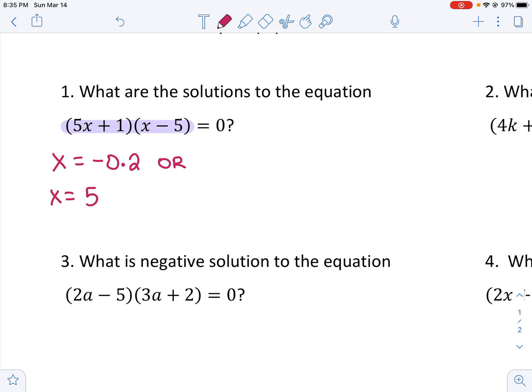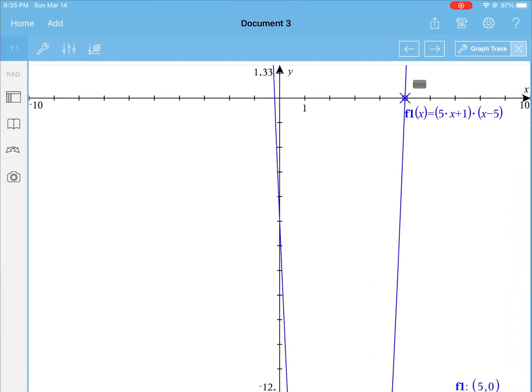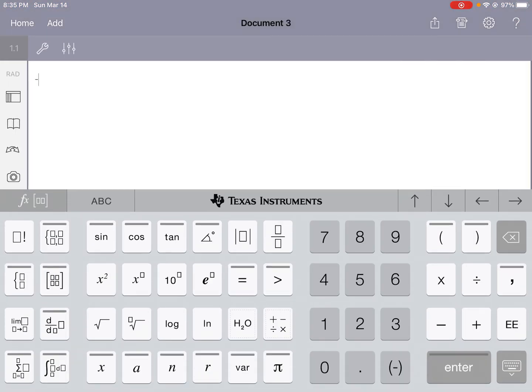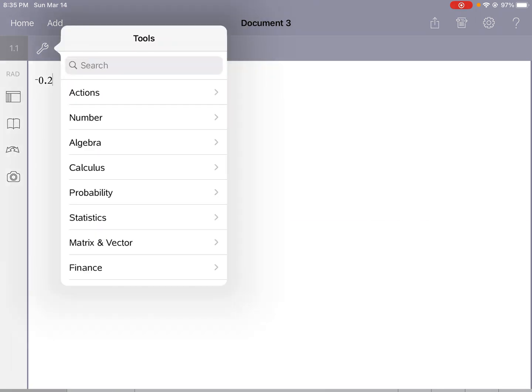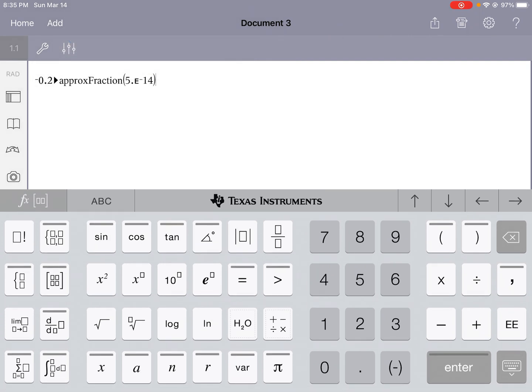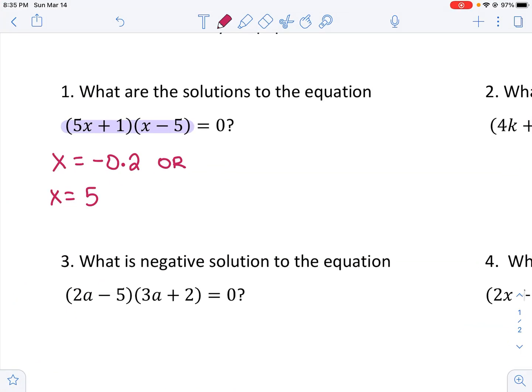Now I need to change the negative 0.2 to a fraction. To do so on my calculator, I go home, discard my changes, and I want a new calculator. I'm going to type in negative 0.2. I'm going to go to Menu, then Number, and I want Approximate to Fraction. All that junk comes up, and we hit Enter, and it gives me the fraction negative 1/5. So I have two solutions to this graph: negative 0.2, or negative 1/5, and 5.